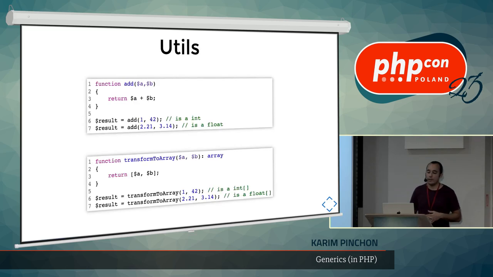A second use case we have for generics is to use as utility method or function. Here is a really silly add method, which will do the sum between two parameters. It will work for either integer, float, even array, etc. This code is perfectly okay, PHP speaking, but we have absolutely no clue of what $result will be. Well, we will have really no security at all here, and no help by the IDE.